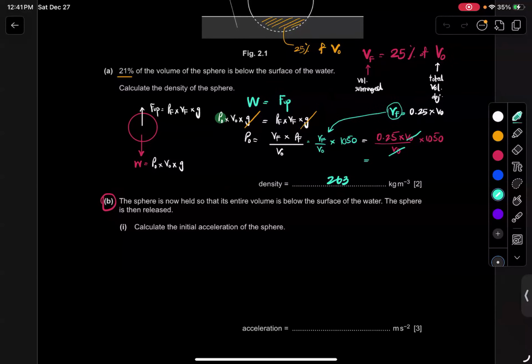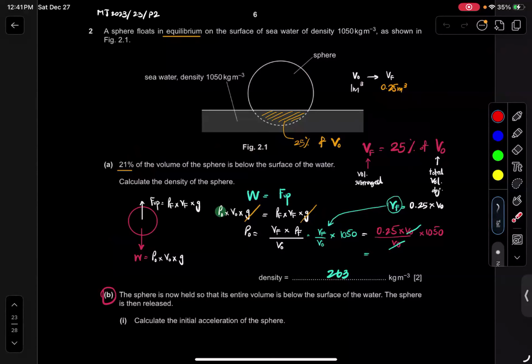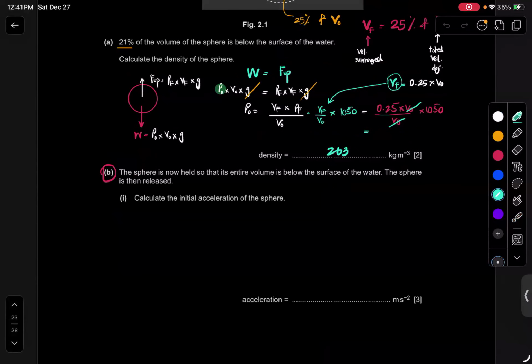Okay, so basically the question was that this sphere is submerged 25% in water, and you had to find out the density of the sphere, and it was in equilibrium. The sphere is now held so that the entire volume is below the surface of the water. So that means V naught is equal to Vf, right? Which means all of it is submerged. The sphere is then released. So calculate the initial acceleration.